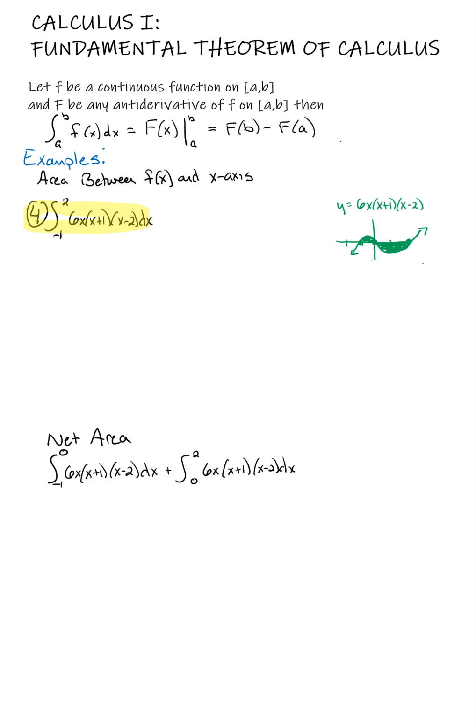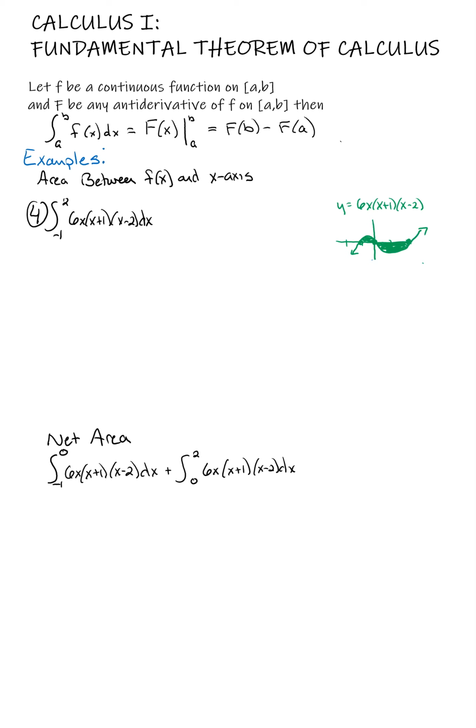So let's take a look here at example 4. We're going to integrate from -1 to +2 of 6x times x plus 1 times x minus 2 dx. If we look at the graph, letting y equal 6x times x plus 1 times x minus 2, you'll notice it has intercepts at 0, -1, and +2. And then, of course, we have our curve. This is a cubic. And the area between my function and the x-axis, you can see I have shaded in.